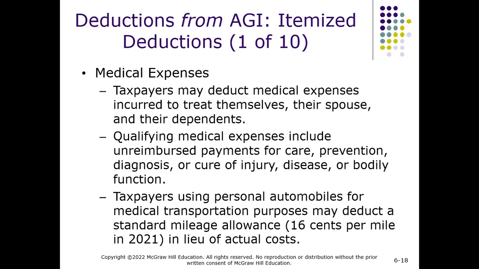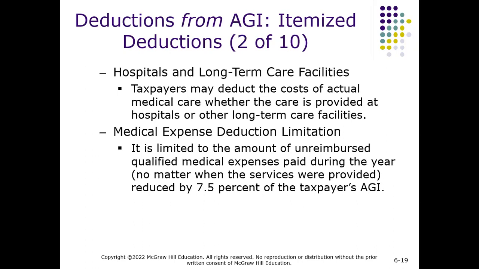They include unreimbursed payments for care, prevention, diagnosis, or cure of injury, disease, or bodily function. Also, if we use our personal vehicle for medical transportation purposes, we can deduct up to 16 cents per mile as a medical expense. Also included are hospitals and long-term care facility payments. You can deduct the cost of actual medical care, whether the care is provided at a hospital or a long-term care facility. It also includes eye, dental, and those types of expenses.